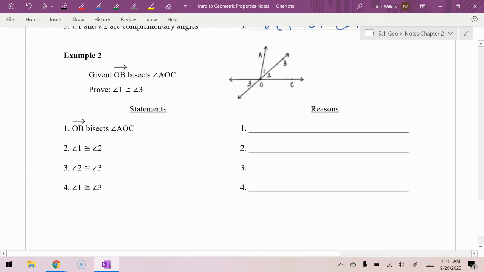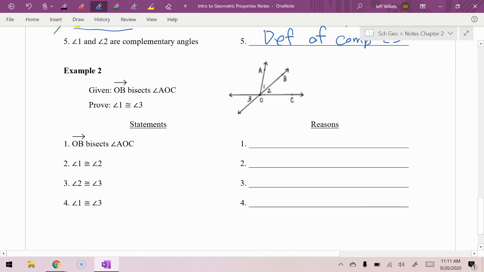Okay, second example. OB bisects AOC. That is given. Now, let's think about what that means. What bisect means is it makes these two equal. So, how do we know angle 1 is congruent to angle 2? That's because we know what bisecting means. So that's the definition of bisect. Now line 3, angle 2 is congruent to angle 3. Neither of those lead there because they haven't even mentioned angle 3, but in our picture, what do you know about angle 2 and angle 3? Those are vertical angles.